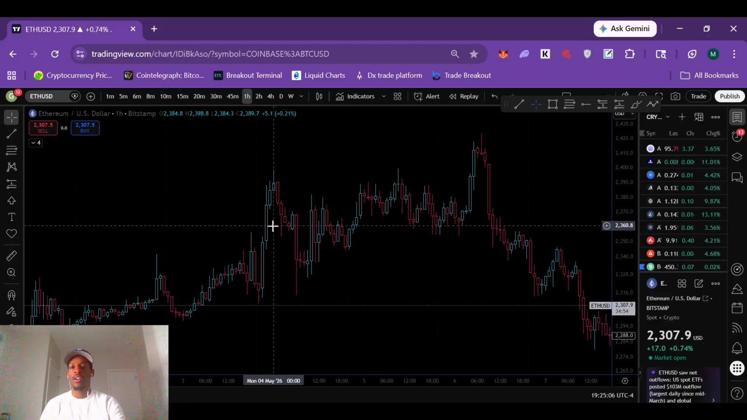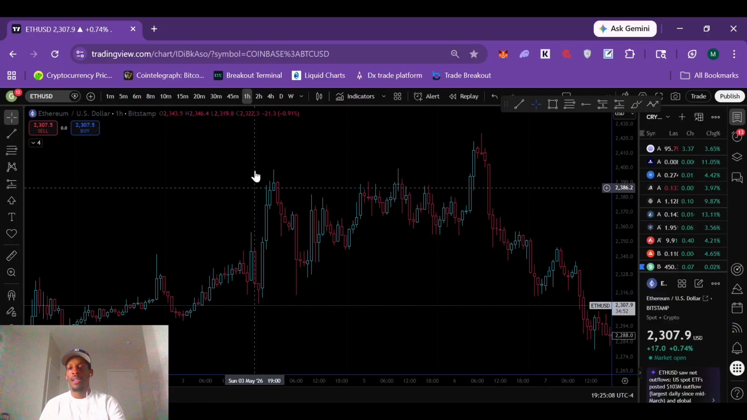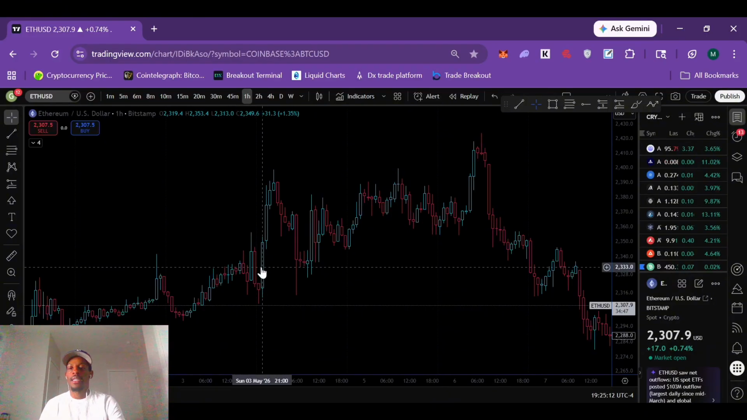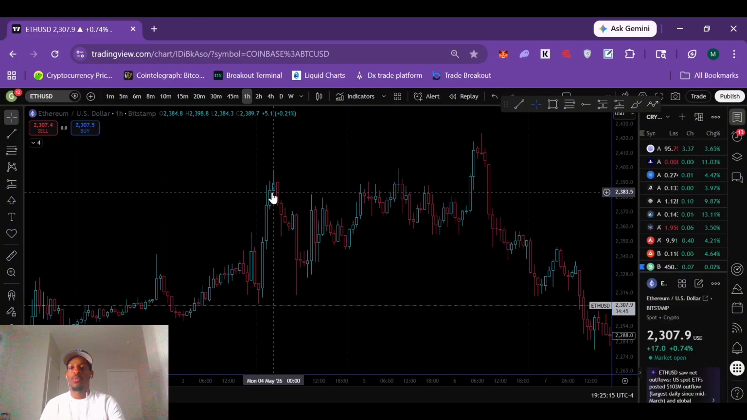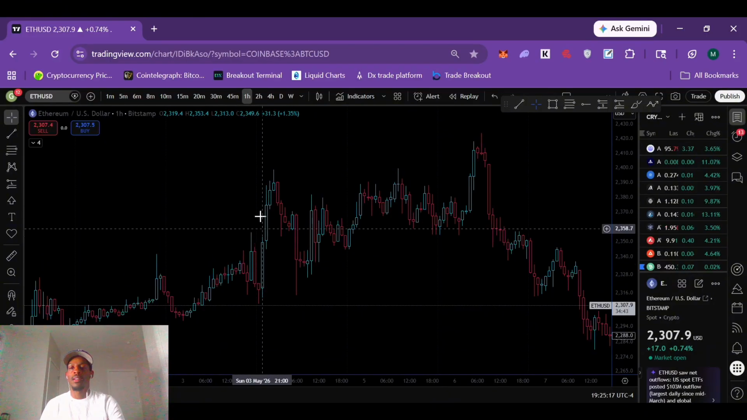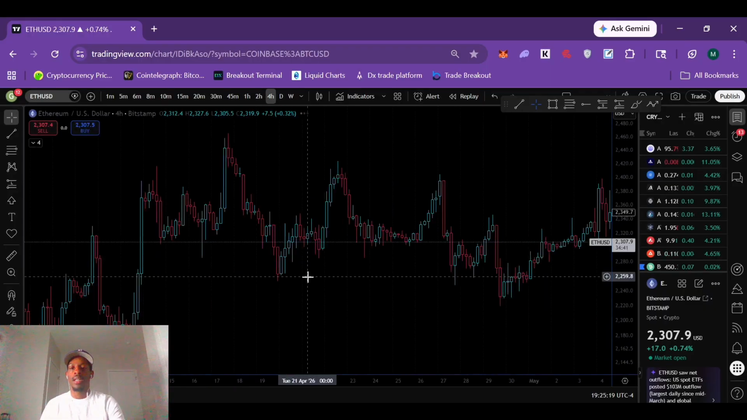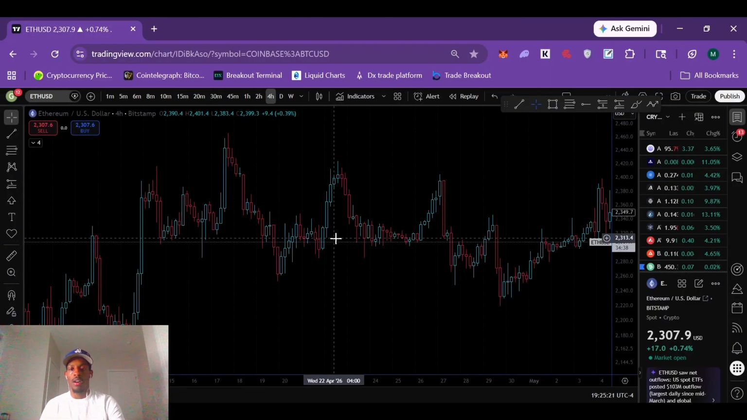Each of these is considered a candle. I am on the 1 hour time frame, meaning that each of these candles is 1 hour long. If I switch to the 4 hour, that means each of these candles is 4 hours.